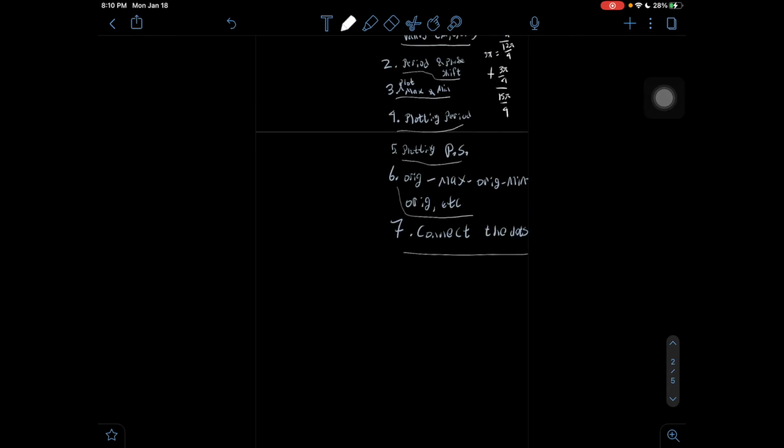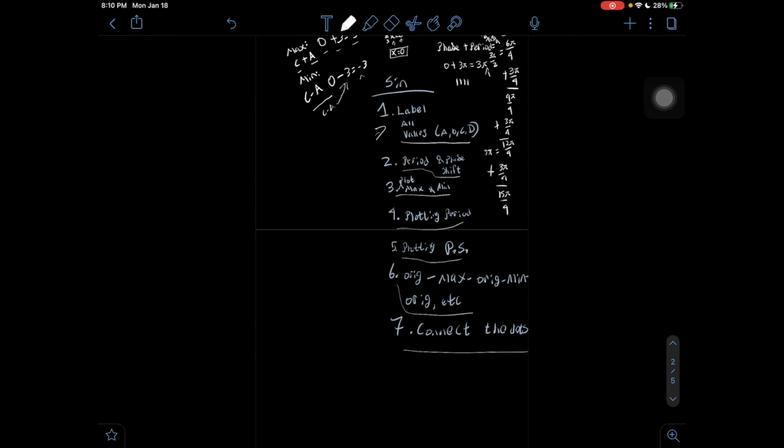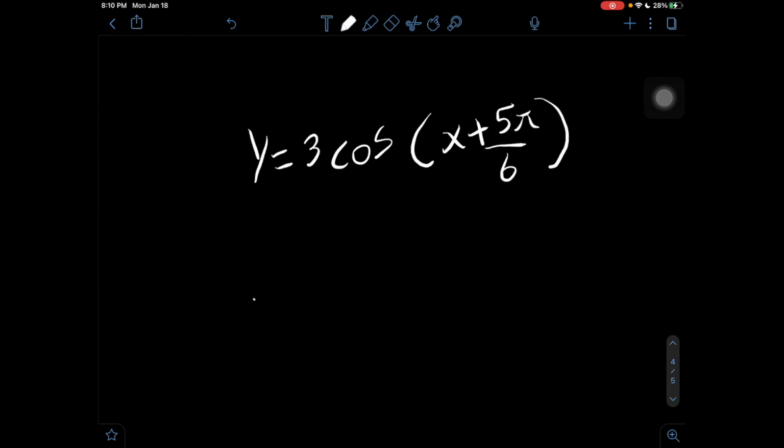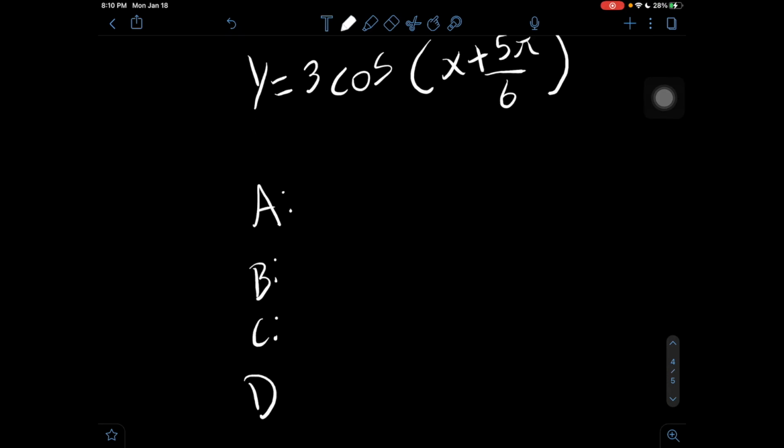Now we are going to do an example using cosine. This example is going to be y equals 3 cosine of x plus 5 pi over 6. Now let's go back to our steps. First we want to label all our values, which are our a, b, c, and d.